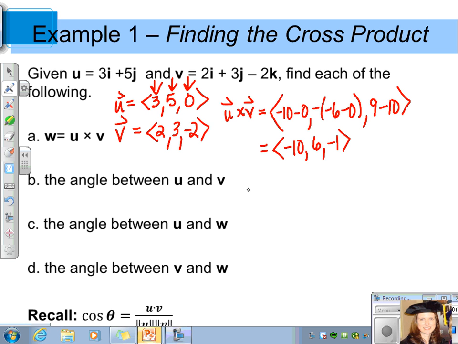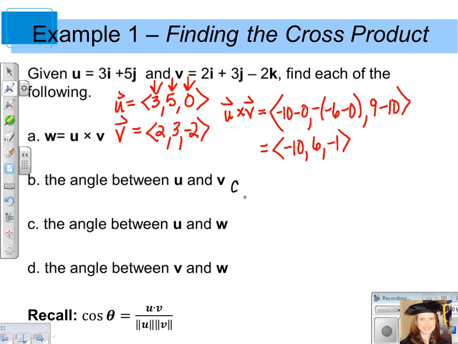Okay, so the angle between U and V will equal the cosine theta would equal the dot product of U and V. Recall that to find the dot product, you multiply the corresponding components and add the result together. 3 times 2 is 6. 5 times 3 is 15. And 0 times negative 2 is 0. That's our dot product. Simplify that in the numerator.